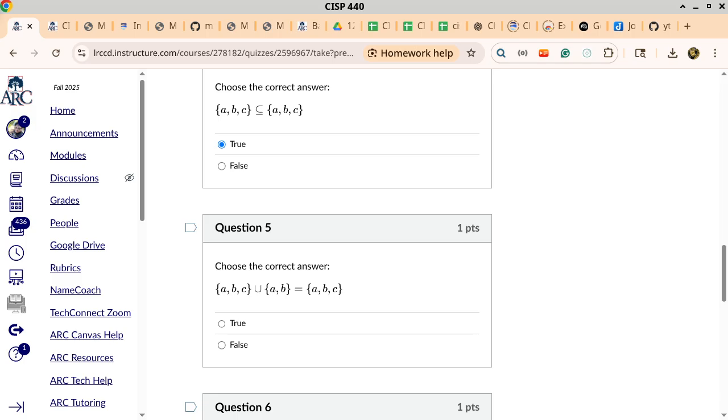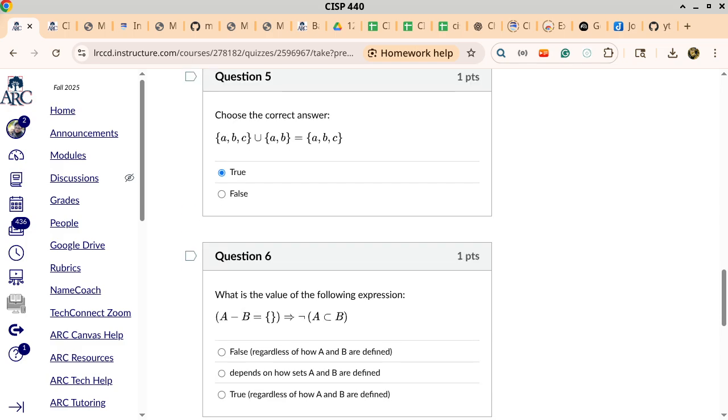That would define a proper subset of, yes. All right, question number five. The union of these two is ABC. That is correct, because everything in the union can be found here and the other way around. So we are good here.